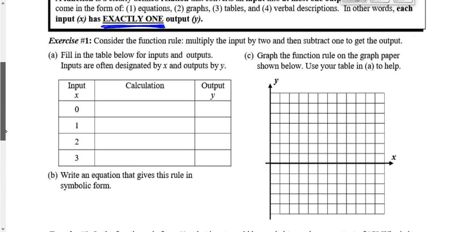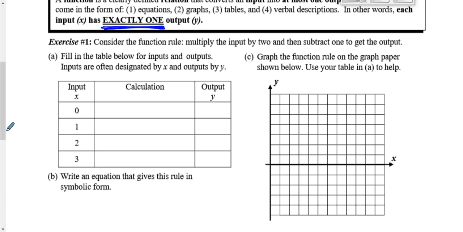Let's take a look at exercise 1. Consider the function rule: multiply the input, which we'd call x, by 2, and then subtract 1. So we're going to have a bunch of inputs here: x is 0, 1, 2, and 3. What's the first thing we're going to do to it? Multiply by 2, and then subtract 1. Let's start with the 0. It's 2 times 0 minus 1, which is negative 1. So the input was 0 for this rule, and the output y is negative 1.